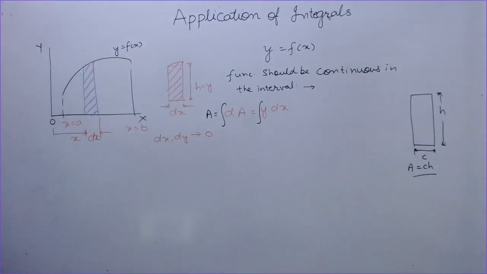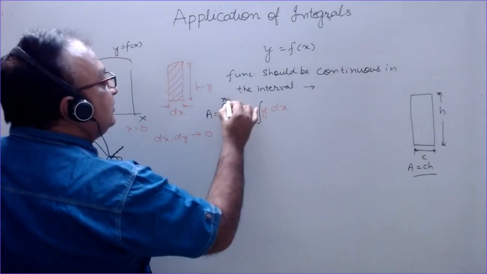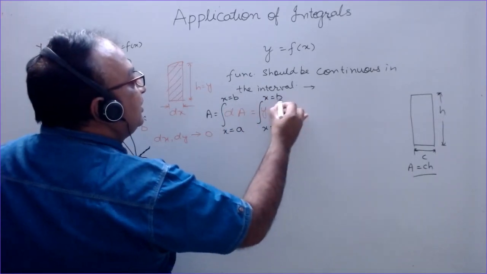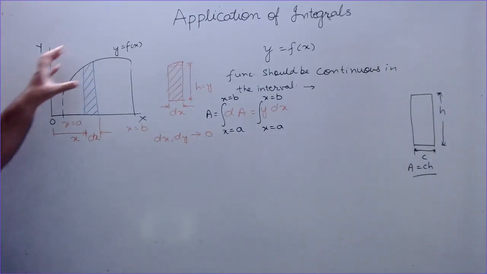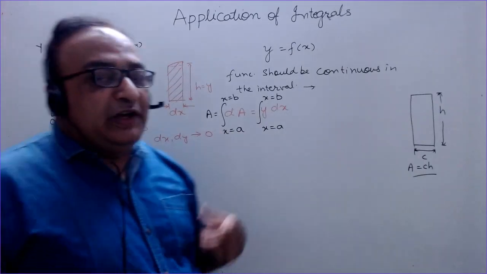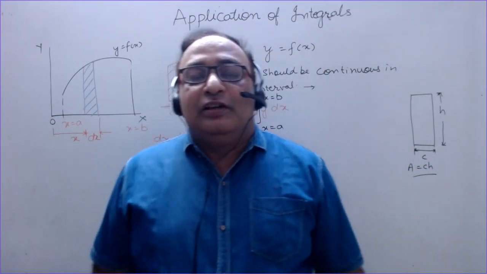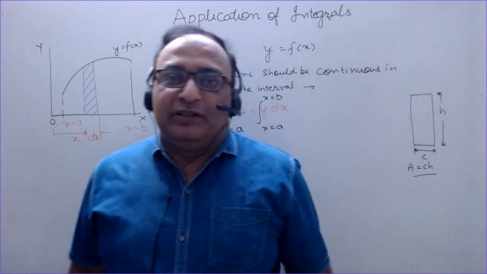And how is x varying? x is equal to a at this point to x is equal to b at the other end. So x equal to a to x equal to b. This is how you can evaluate the area. Now if the function is given in this form, y is a function of x, like y equal to x, y equal to x square, y equal to x cube, y equal to sin x, y equal to log x, y equal to exponential x, etc., in this case you will be using this concept.